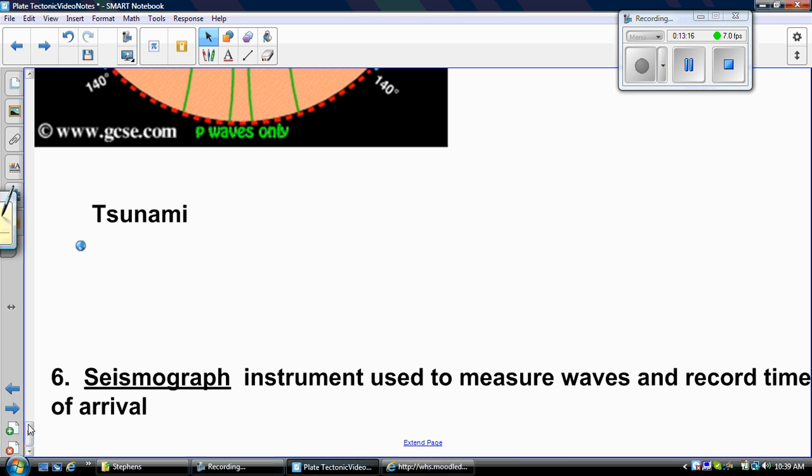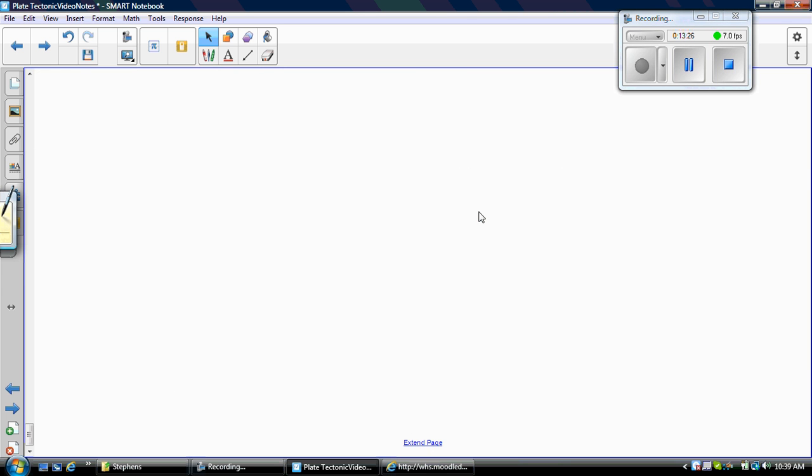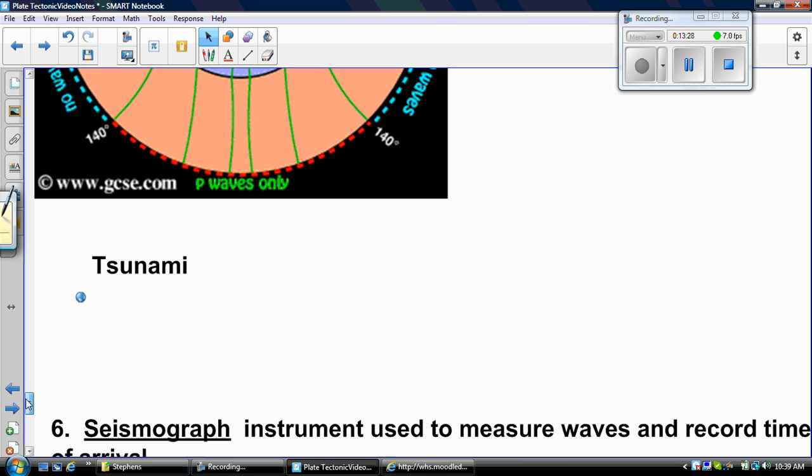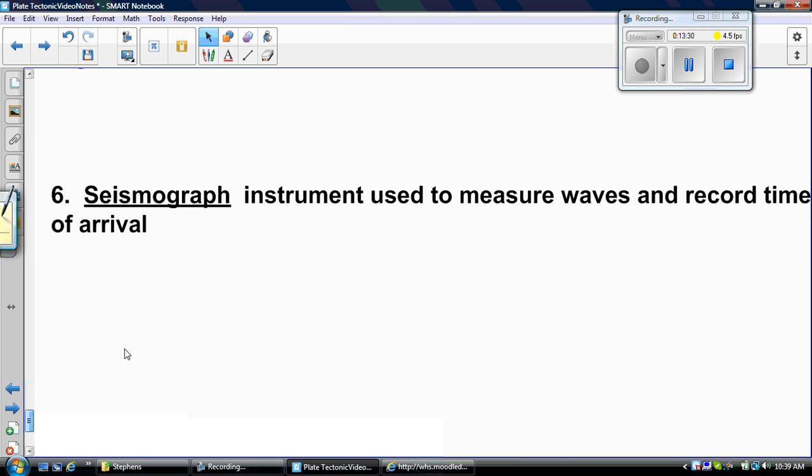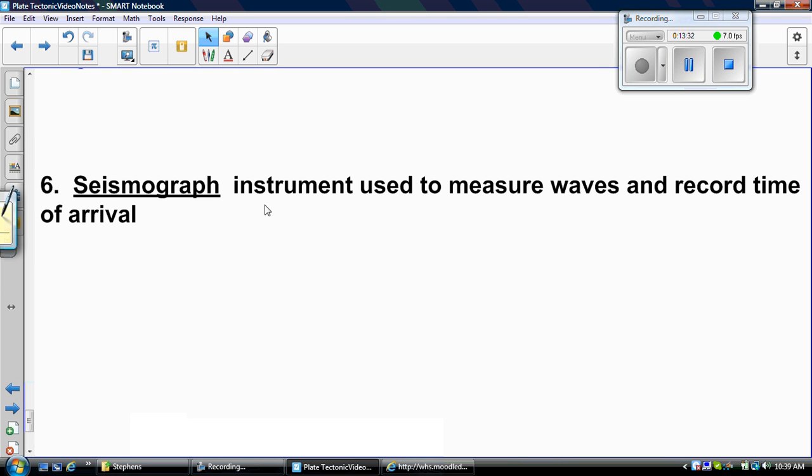Okay, so how do we know about primary and secondary waves and how they travel? We use an instrument called a seismograph. Okay, the seismograph is an instrument that we use to measure and record the time and arrival of secondary, primary, and surface waves. So that's the instrument that we use to measure earthquake waves.